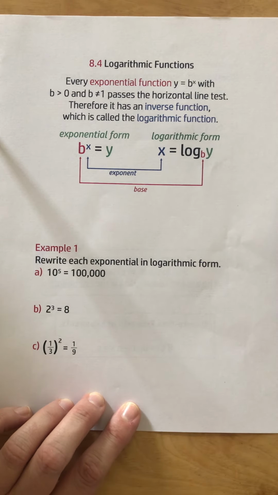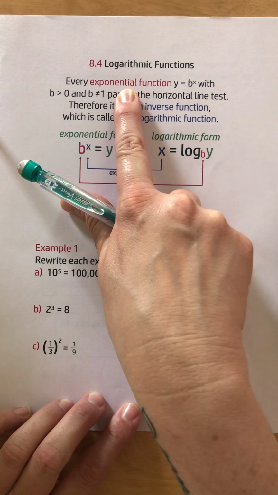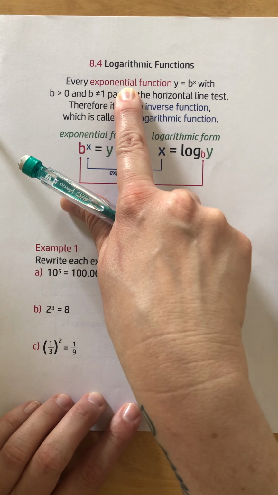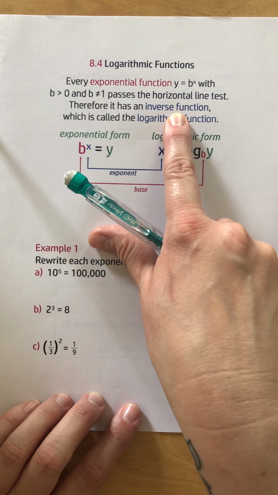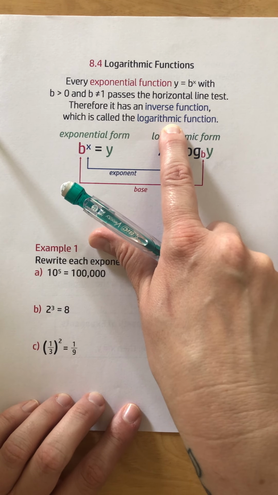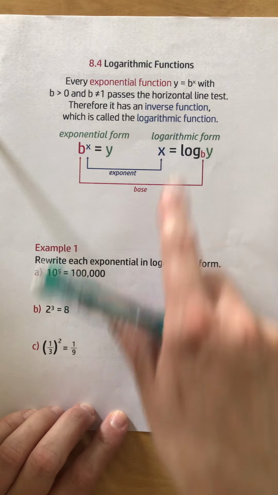So vertical line test proves that what you have is a function. The horizontal line test proves that the inverse of what you have, remember inverse means when you switch the x and the y, that it is a function. So the exponential functions all pass the horizontal line test, and so that means that their inverse function is indeed a function, and it is called the logarithmic function. That's probably a word you've not ever heard before.